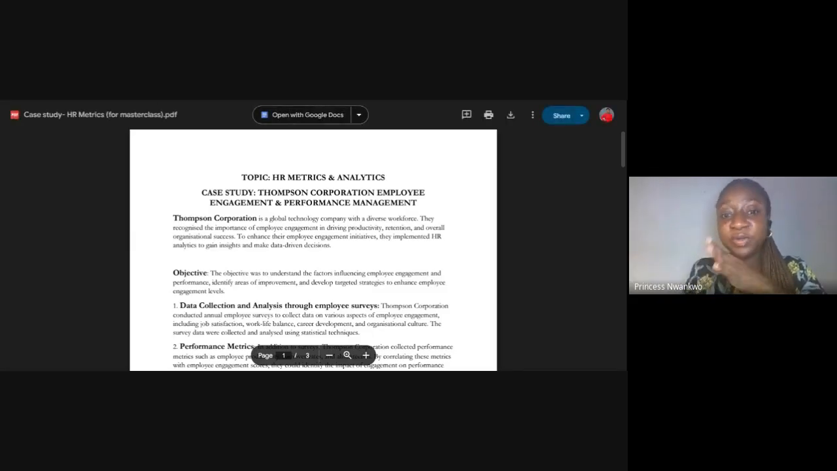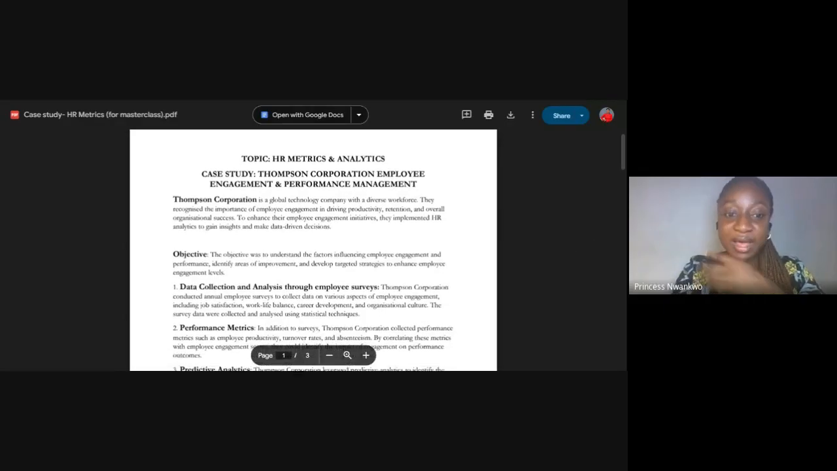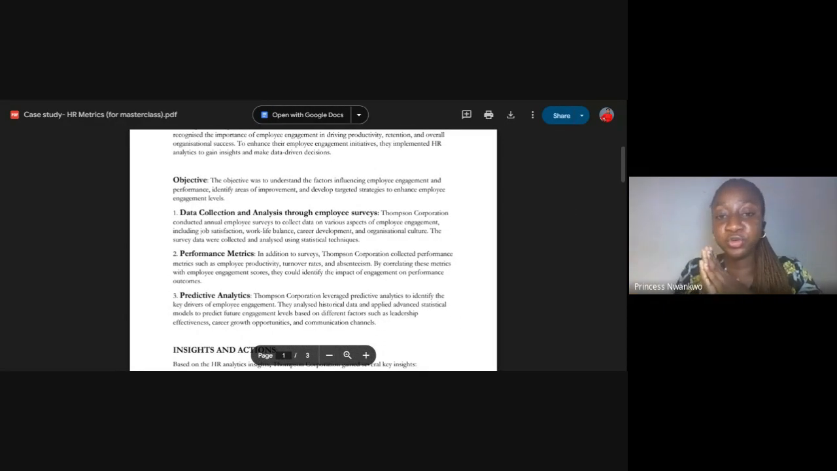So like I said earlier, before you embark on any HR analytics project, ensure that your objective is clearly defined and stated. This is so important. Your objective must be clearly defined and stated. So this is what Thomson Corporation is trying to do. They're trying to find out the factors that influence their employee engagement. They want to identify areas of improvement, and they want to be able to develop targeted strategies to enhance employee engagement levels. Amazing. So the first thing to do, after defining the objective, is to collect your data.